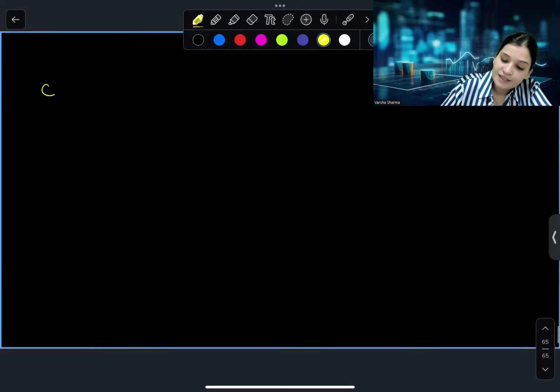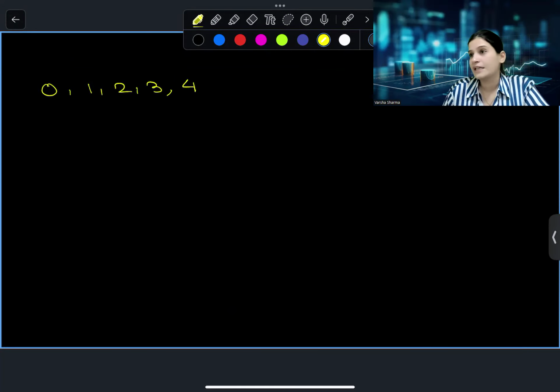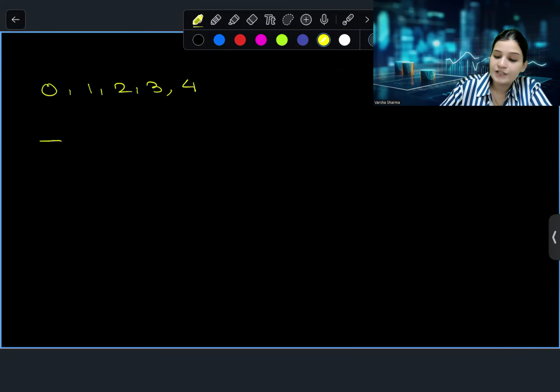Now, in the same sum, you have 0, 1, 2, 3, and 4. I want to form a 3-digit number. Even though there is no restriction, since in our given option there is 0, there is an inbuilt restriction. The first place can never have 0, because if 0 is sitting in the first place, it will no longer be a 3-digit number, it will be a 2-digit number. So the first place cannot be filled by 0. It has to be filled by 1, 2, 3, or 4. So the first place has 4 options.